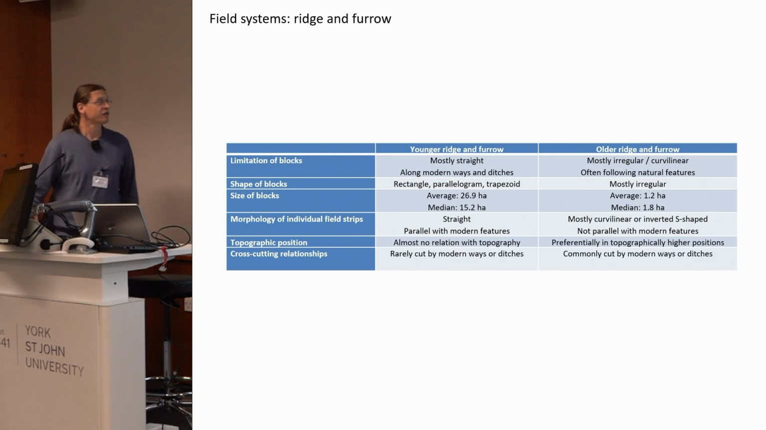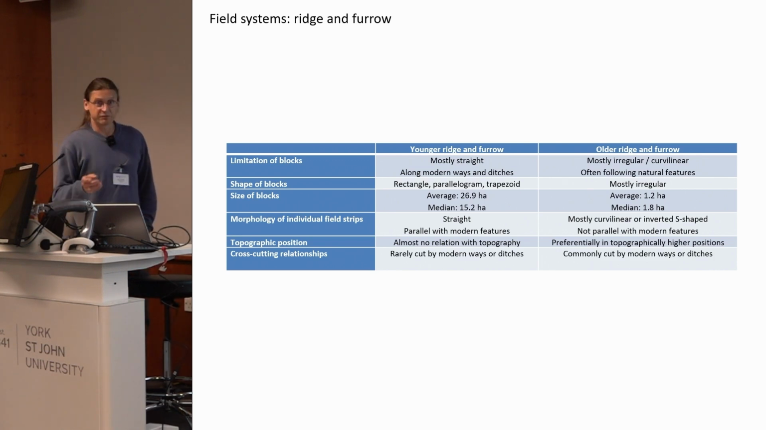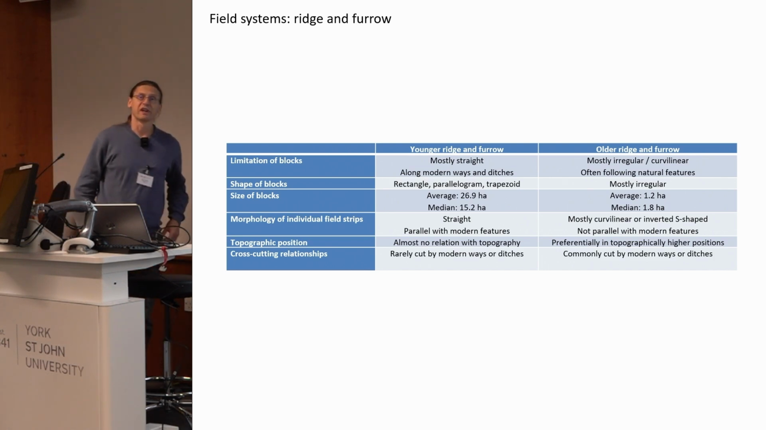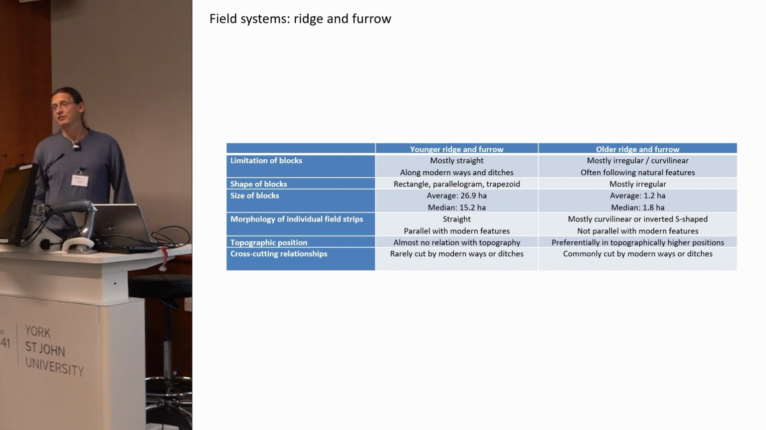Cross-cutting relationship, also interesting. The younger ones are very rarely cut by modern ways or ditches, whereas that's quite common for the older ones. So with each of those characteristics, we can already separate whether we're looking at older or younger ridge and furrow, where the younger ones I would more or less tentatively put into the 17th, 18th, 19th century, and the older ones would probably go into the time of the maximum agricultural expansion of the Middle Ages.